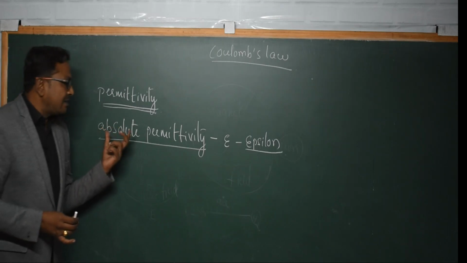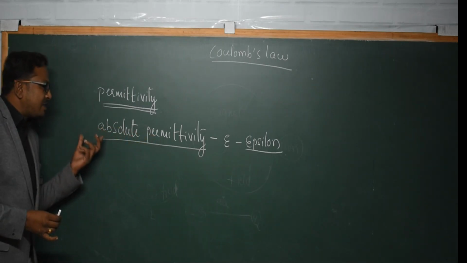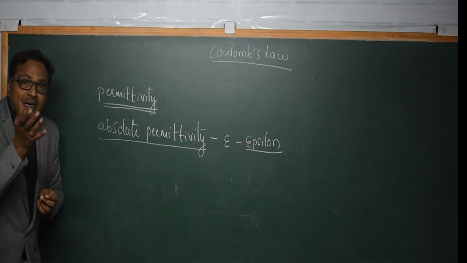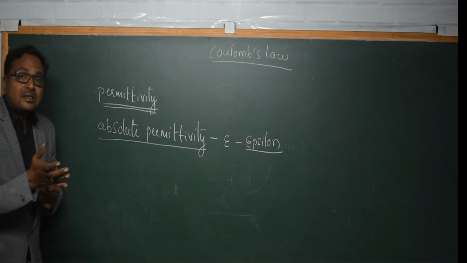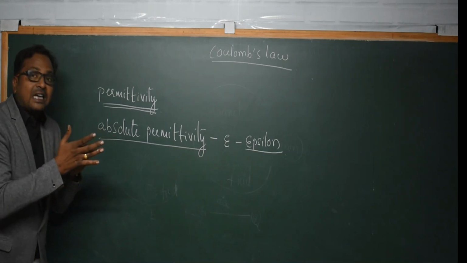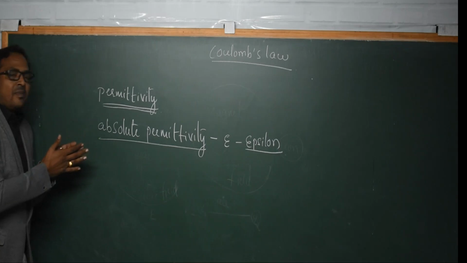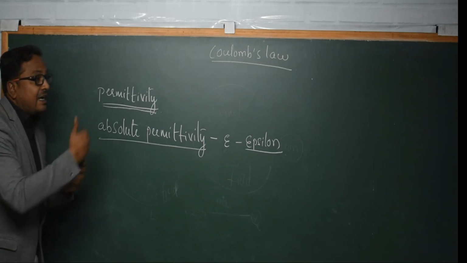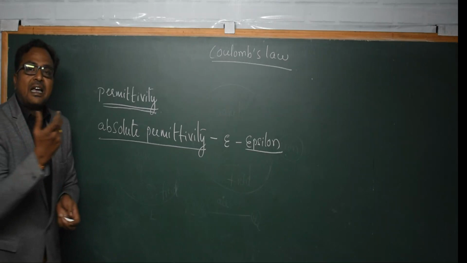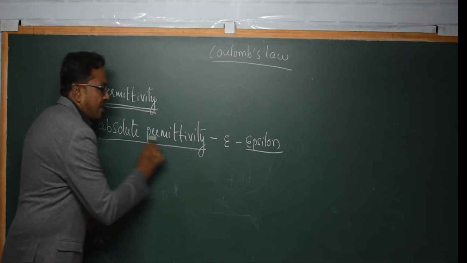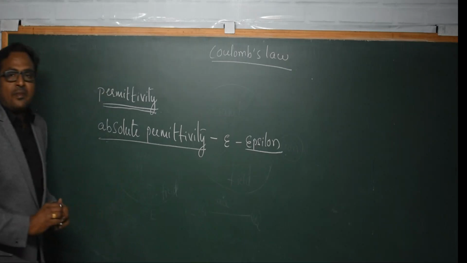So absolute permittivity is the measure of the resistance, meaning how much that material is opposing the field lines. It is the measure of the resistance that is encountered when forming an electric field in a medium. Therefore, that is called absolute permittivity.